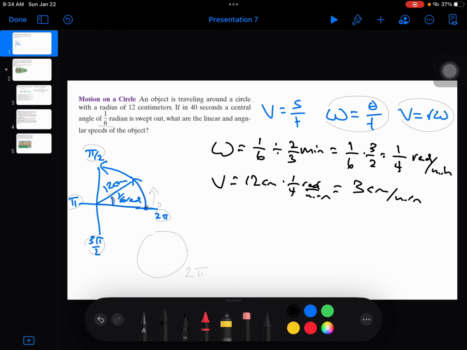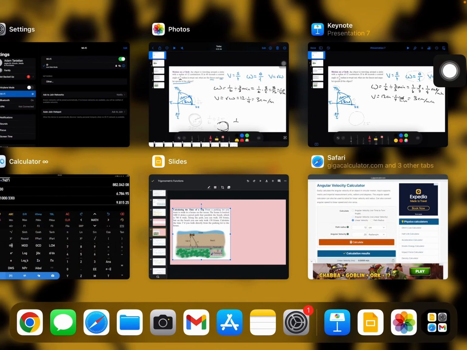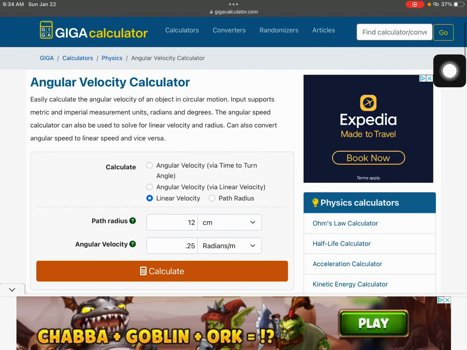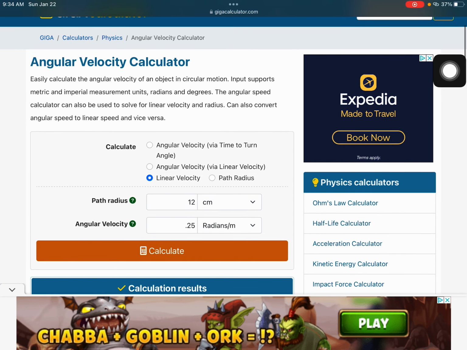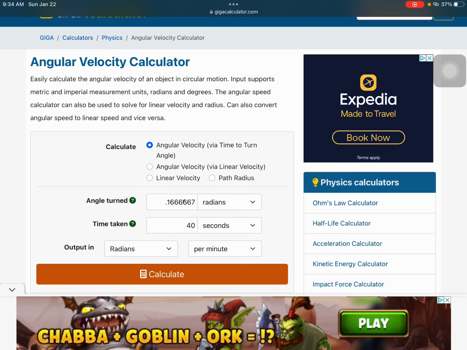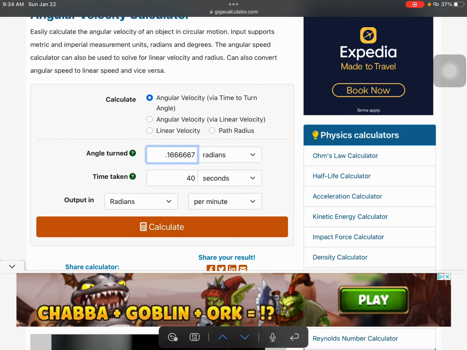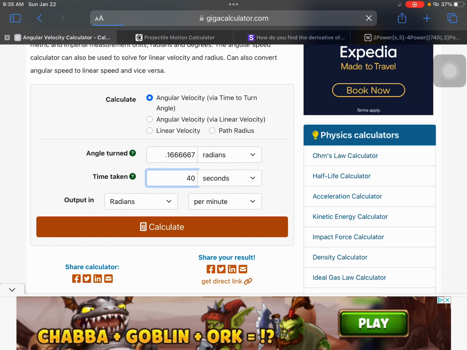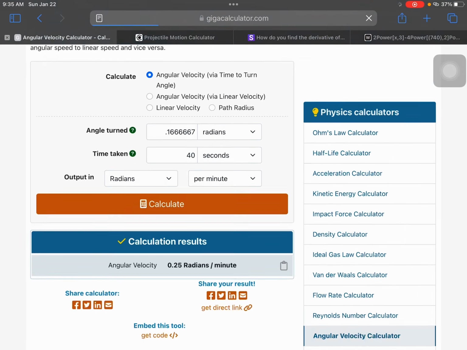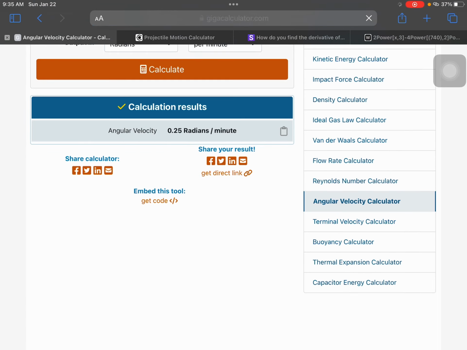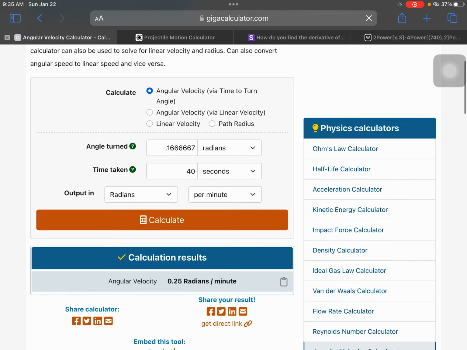And we can look at some online help here where they've got lots of different calculators. Angular velocity calculator, we can do linear, angular. Let's try angular velocity here. I've already got it added in. So 1/6 is 0.1666 on out to infinity, but we just rounded it here. Radians, and then 40 seconds, output in radians per minute. Calculate that. We get 0.25, which is 1/4, so that was correct.